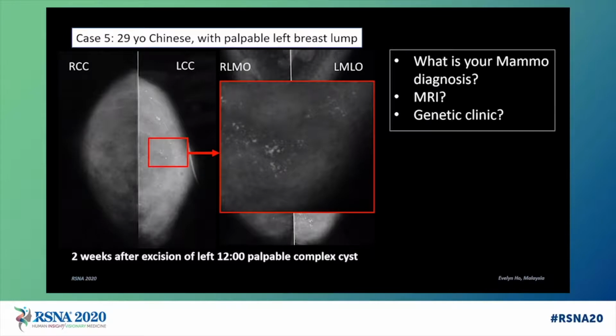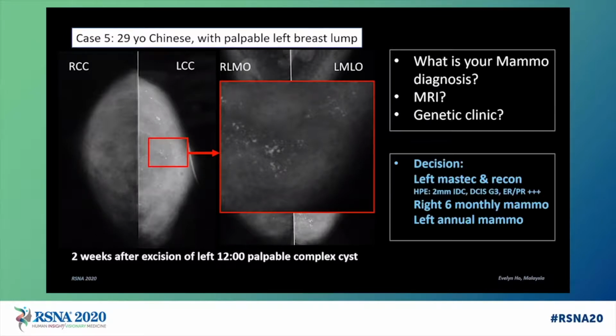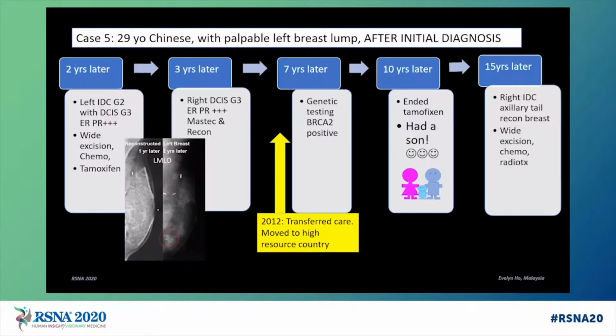What about genetic counseling referral? For a 29-year-old about to lose a breast, this was a lot to take in even with reconstruction. The decision was then to do left mastectomy with reconstruction, right 6-monthly mammogram. Annual mammogram would include the left side. These are the patient's key timelines since initial diagnosis.